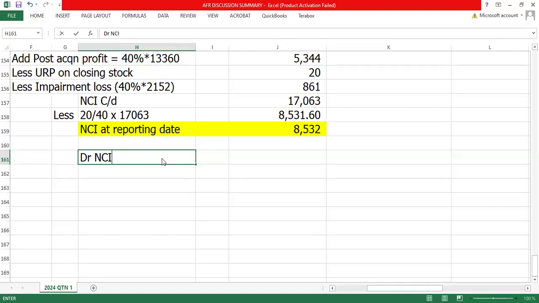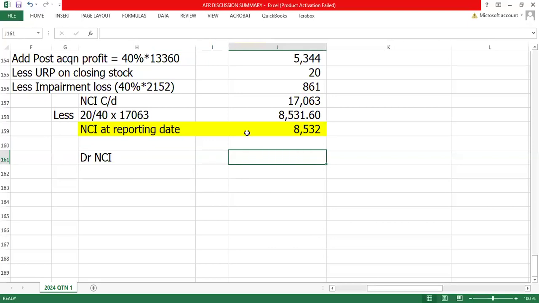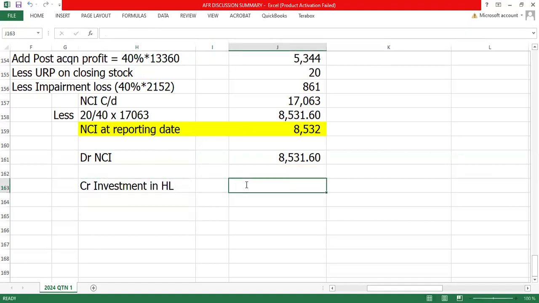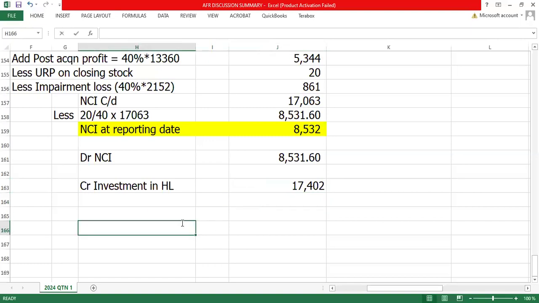You're reducing the NCI by what? By this figure. Okay? But you made an investment. Investment in what? Investment in HL. You increased your investment by what? By 17,420. Are you seeing that? This is like the cash you paid.